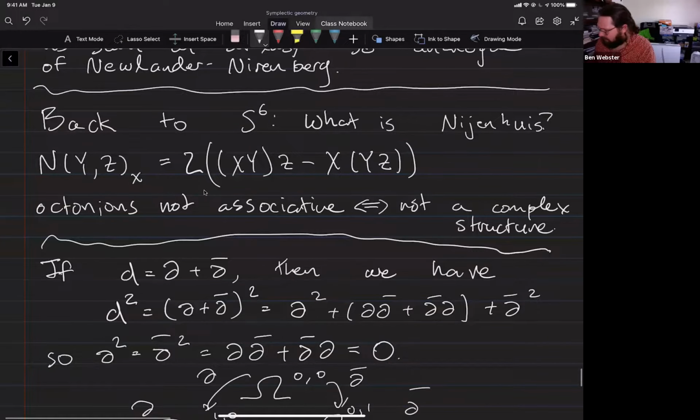All right. Any questions? In part, why I wanted to bring up S6 is that I thought this was pretty cool. You get this abstract Nijenhuis tensor thing, and all it's doing is picking up whether the quaternions are associative or not. Well, sadly, they're not, or maybe happily they're not. I don't know. It depends on your perspective.